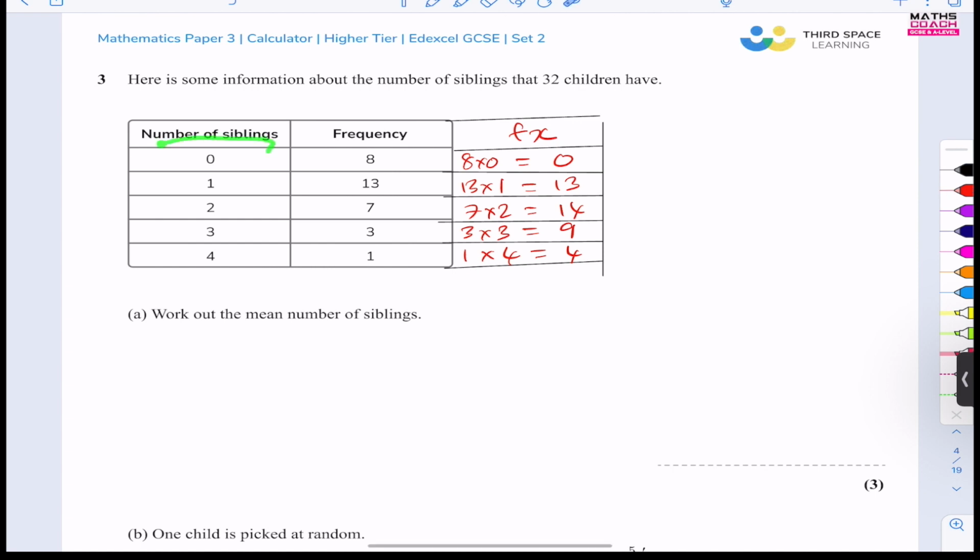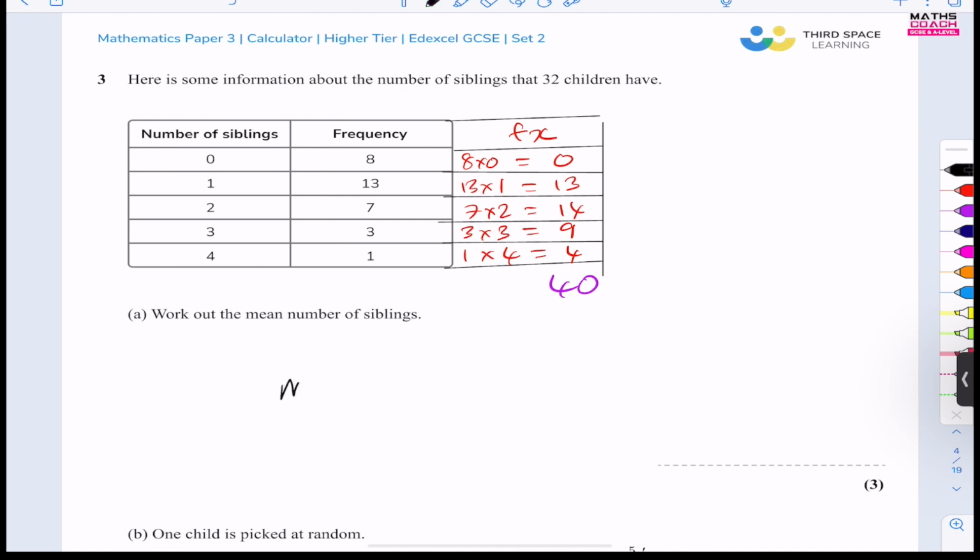If this was in groups, then you would need to find the midpoint. So you'd draw a separate column, call it x, find the midpoint, and then multiply that with the frequency. But this wasn't in groups, so you can just multiply across. Next, you want to calculate the total of this. So you add these up: 0, 13, 14, 9, and 4, and you get a total of 40.